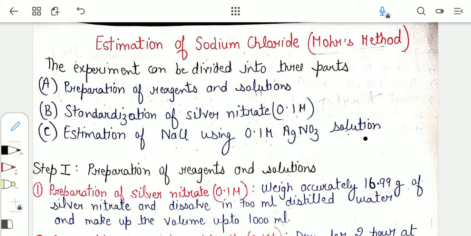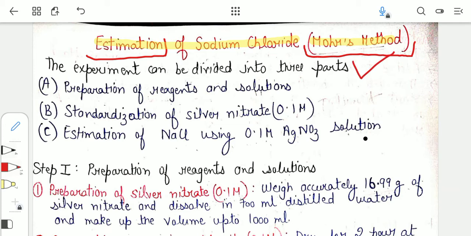So hello everyone. In this video we will talk about the estimation of sodium chloride by Mohr's method. Mohr's method we have already talked about in another video. The same basic principle is followed in this estimation, and to understand this better it is important to first know what Mohr's method is. If you do not know about this, you can check out that video here. So we will directly begin with the estimation of sodium chloride.